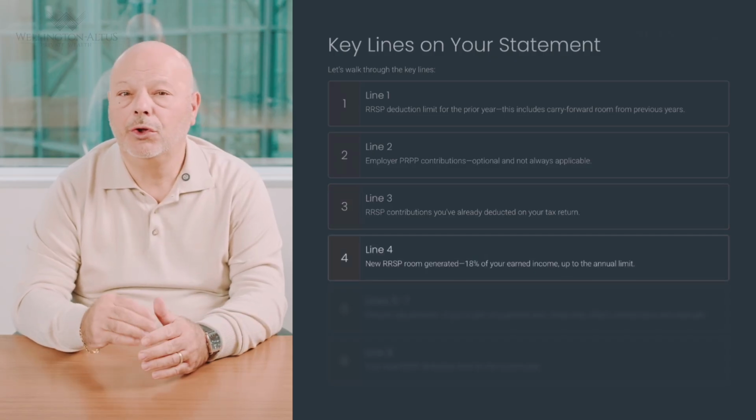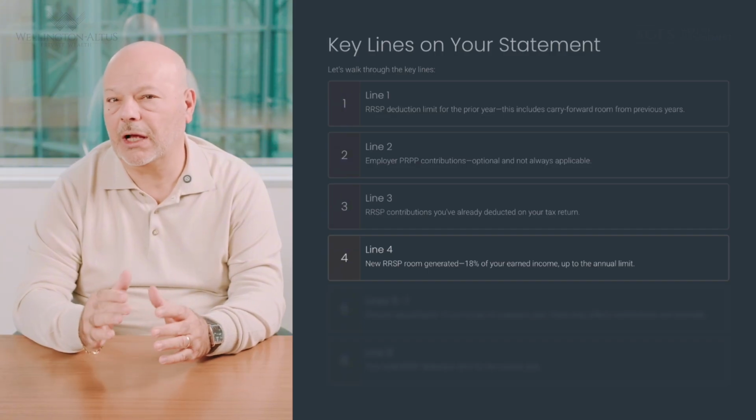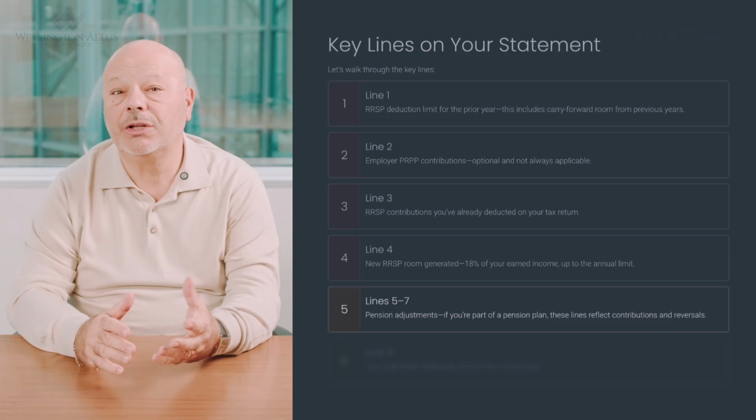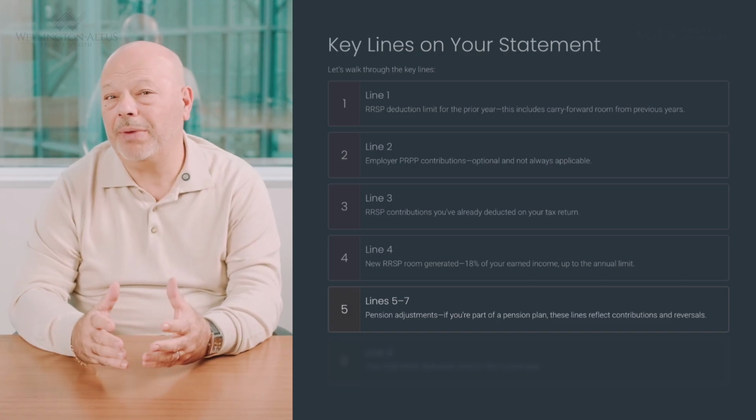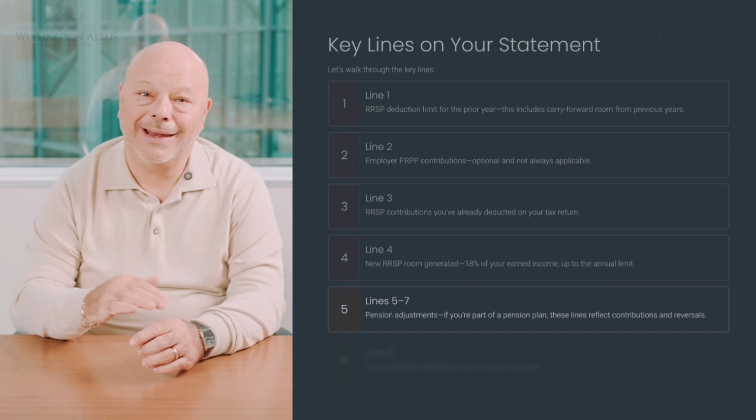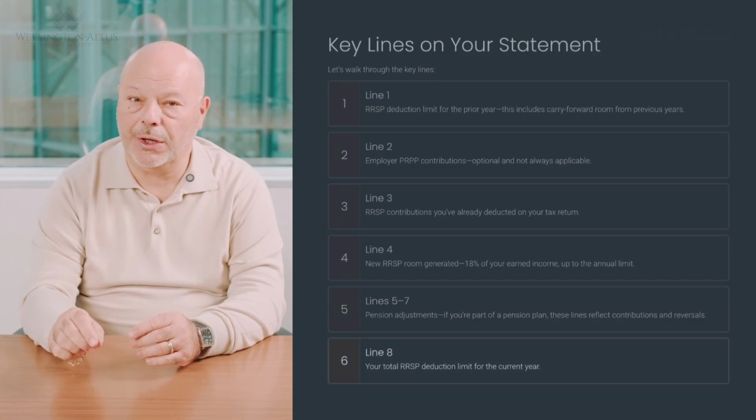Line 4, new RRSP room generated. That's usually 18% of your earned income up to the annual limit. Lines 5 to 7 is where your pension adjustments are. If you're part of a pension plan, these lines reflect contributions and reversals. Line 8, your total RRSP deduction limit for the current year.